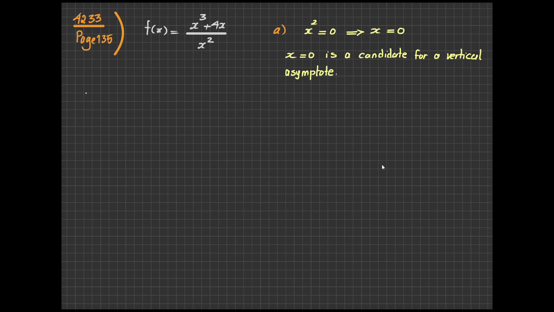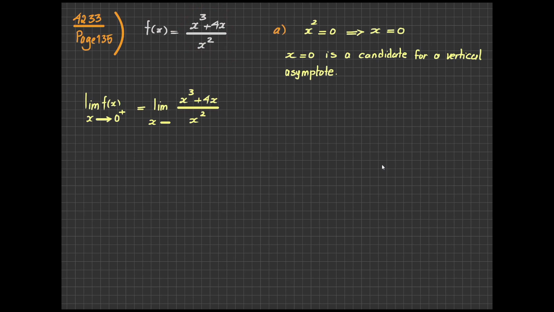I need to calculate the limit of my function when x goes to 0, either from the right or from the left, but one of them being infinity is enough. So let me, for example, send it to 0 from the right side. We need to calculate this limit. Writing this is part of the solution: the limit of x to the power of 3 plus 4x divided by x squared.